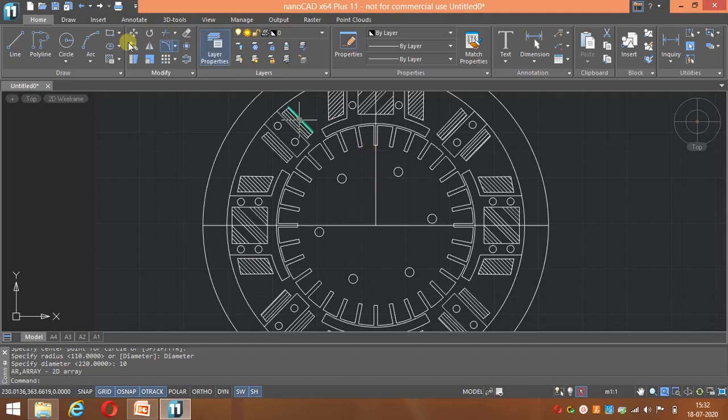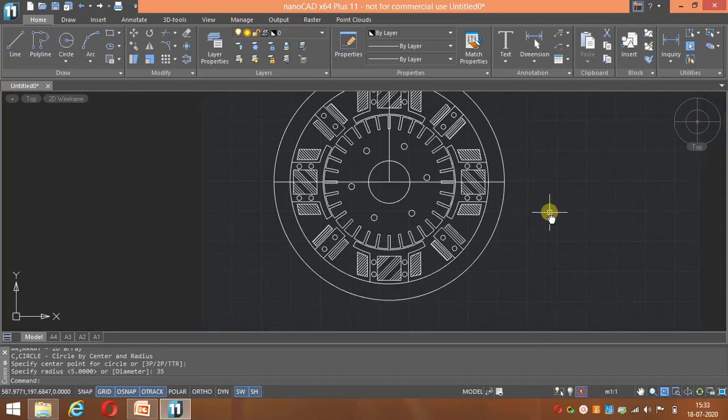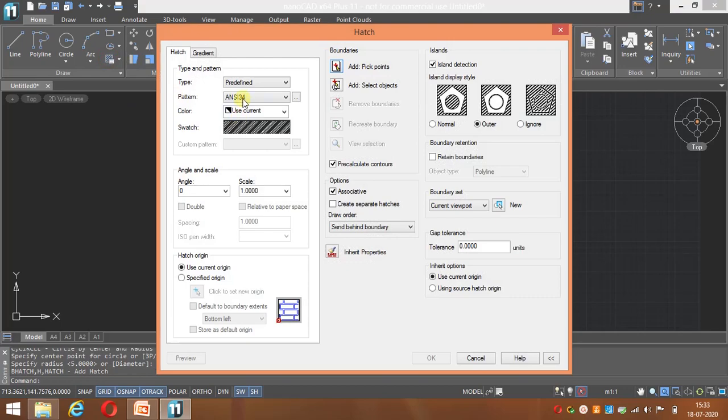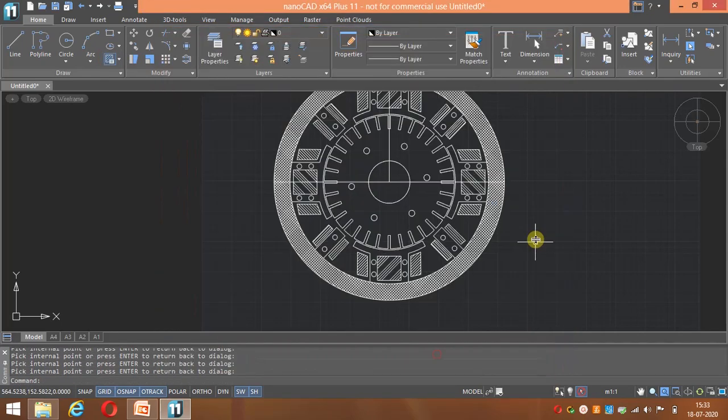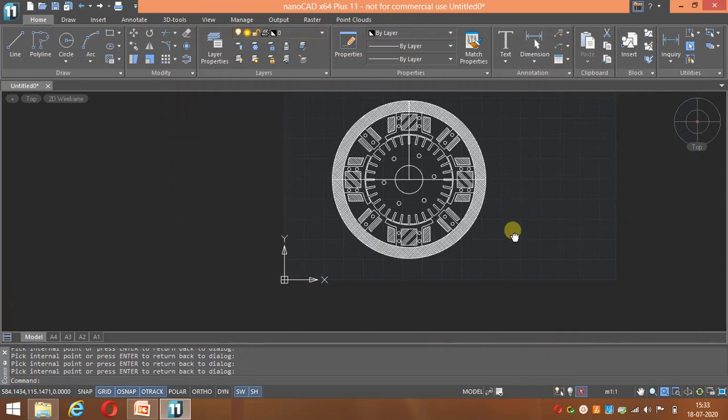So again I will be having a shaft. The shaft radius is also given, it is 35 mm, by taking the same point as the center, and the radius is 35. This is your shaft. Okay, and let me hatch the yoke portion with a different hatching pattern. So this is the yoke portion.